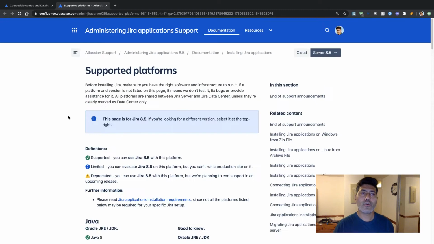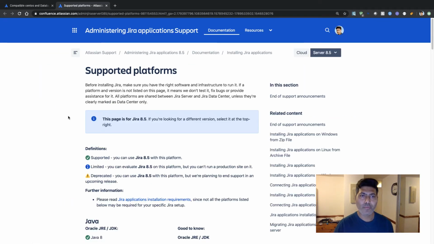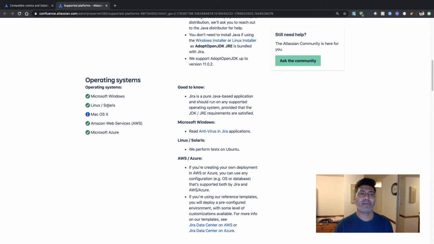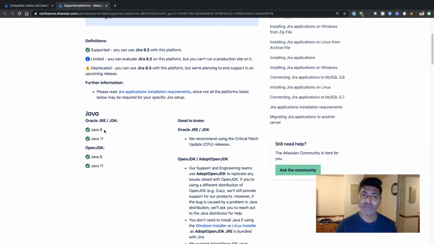Now, if you go back to the question that was asked by Abdul, Abdul is actually asking about the compatible CentOS version. Well, more than the version of Linux, if you go back to this page, it says that Jira is supported on Linux or Solaris. So there is no such recommendation from Atlassian on the version of Linux, but the recommendation is on the specific version of Java. So maybe if you're using, let us say, CentOS 7, for example.